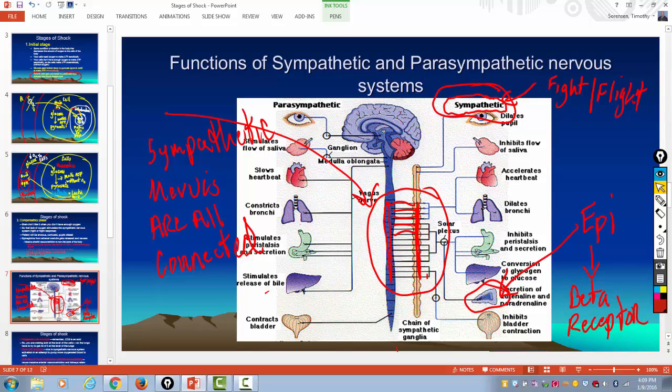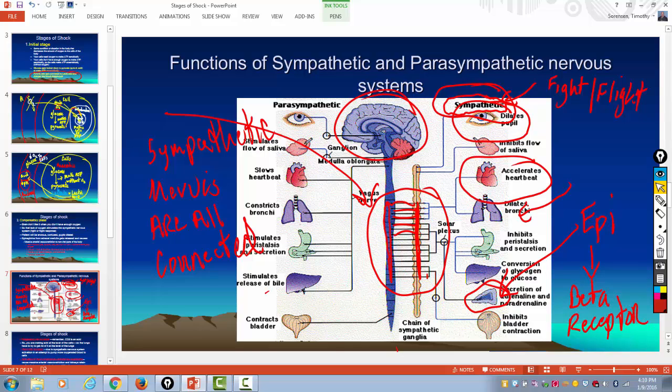So what that allows is massive wholesale changes in your body's physiology to try to maintain that blood flow to your brain and vital organs. So what's going to happen when these people are going into shock and the sympathetic nervous system kicks in? Well, how are you going to feel when your sympathetic nervous system kicks in? You're going to feel anxious, jittery, right? Your heart rate and blood pressure are going to go up. Your pupils are going to dilate. You're going to start breathing faster, right, and deeper.